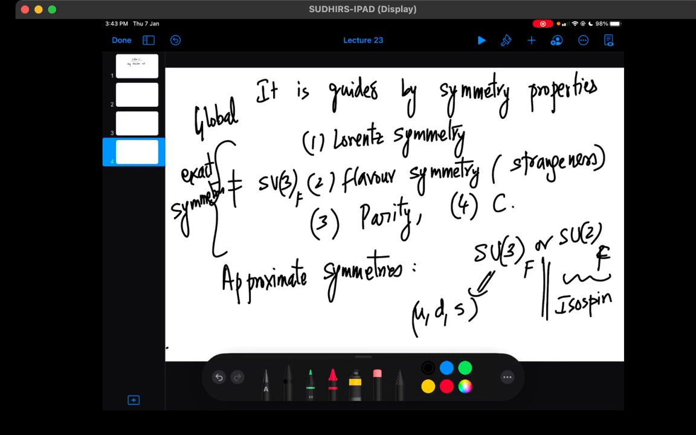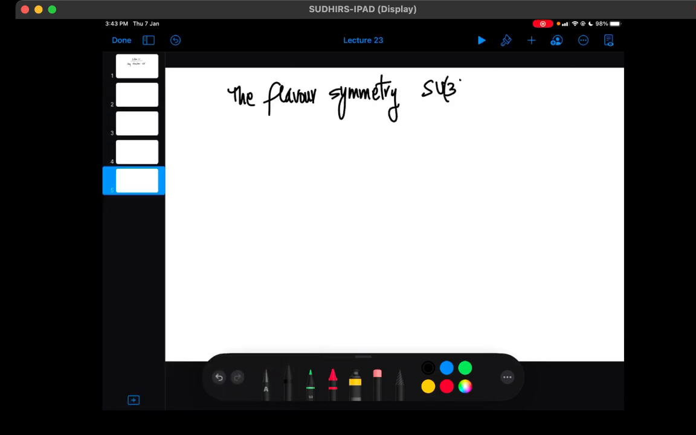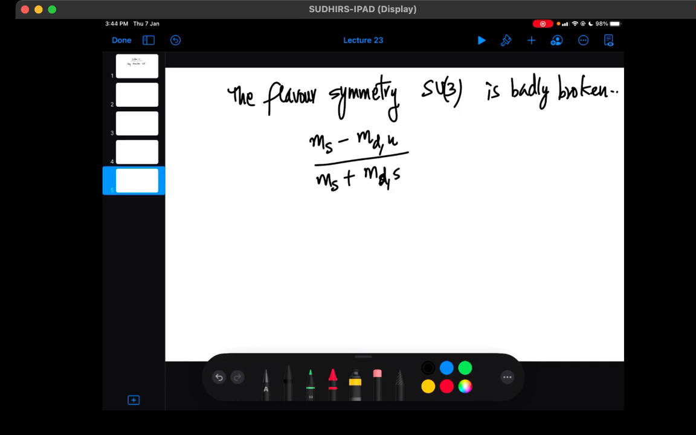Now the flavor symmetry, the SU3 symmetry, is badly broken. It's not exact, and badly broken means the mass difference between the strange quark and the up and down quarks is pretty large.